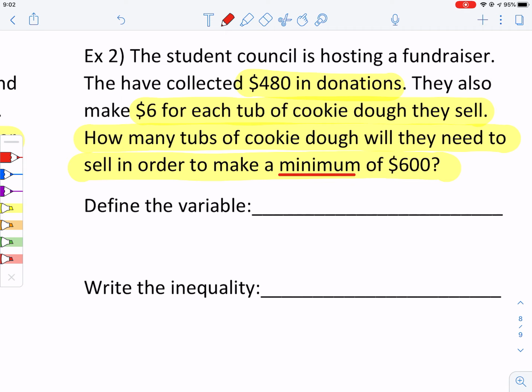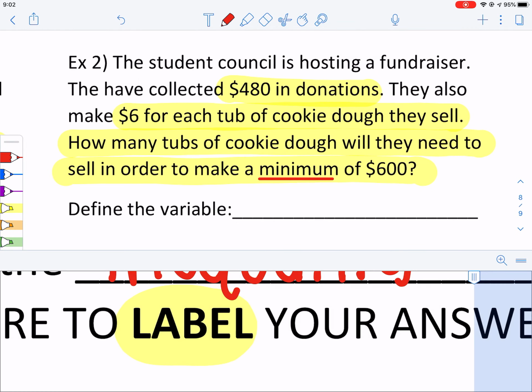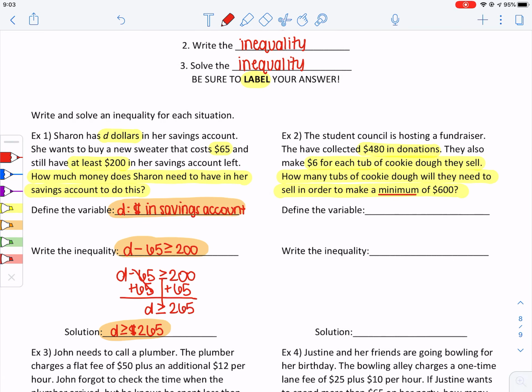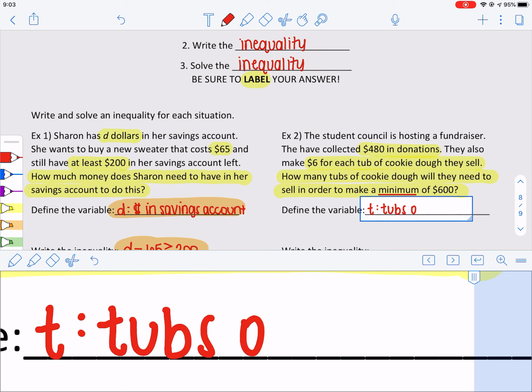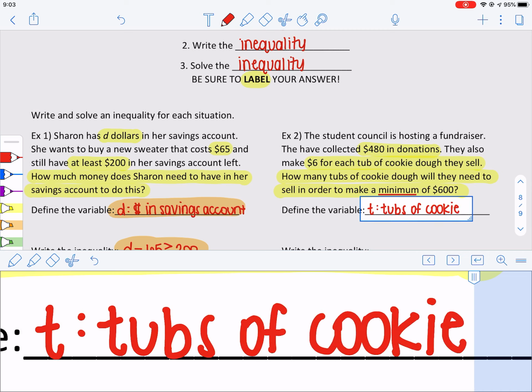All right, so let's start in our question. The question says how many tubs of cookie dough. So let's go ahead and label this T, and it stands for tubs of cookie dough. Okay, so this is T, stands for tubs of cookie dough.